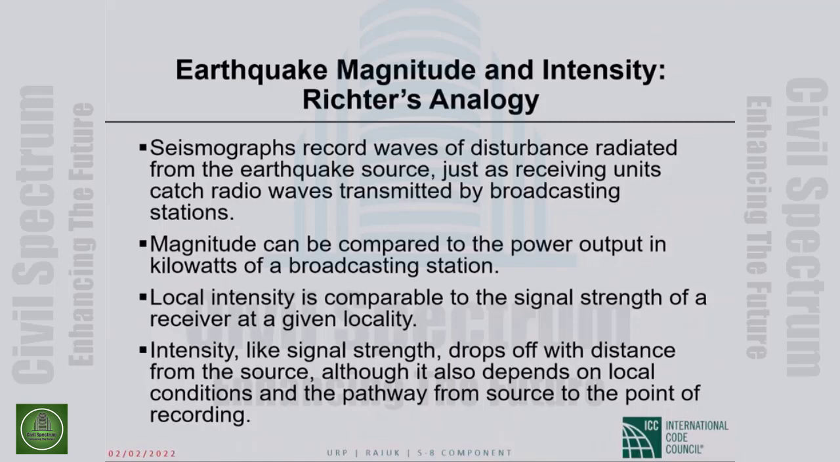Now, this page, I think, is extremely important. It comes from Charles Richter, who devised the Richter scale. It is now called the local magnitude scale. Whatever, Richter magnitude isn't used much anymore. There are other magnitudes that are used, but those are beside the point. This is an analogy that he came up with, which is absolutely wonderful in understanding intensity versus magnitude.